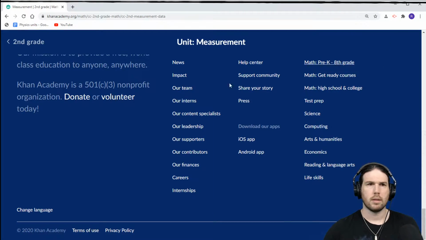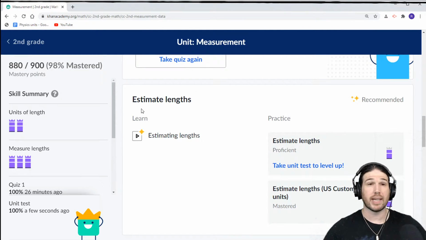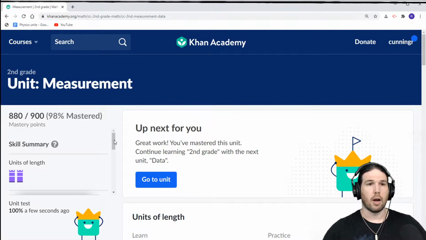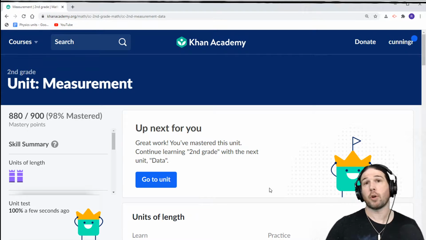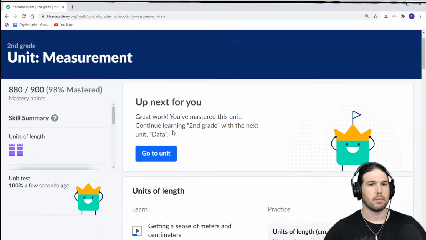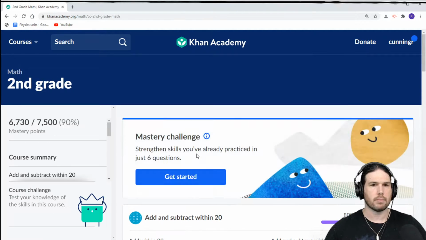Okay. Doing good. We just finished up. We are still only at 98% on measurement. So we will hopefully get that up to 100% with the course challenge. And if we don't, we'll do a few extra problems. It won't be a problem at all. No worries. Okay. So up next, we're going to back out into second grade.